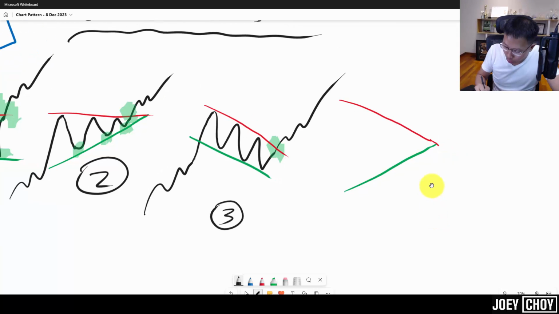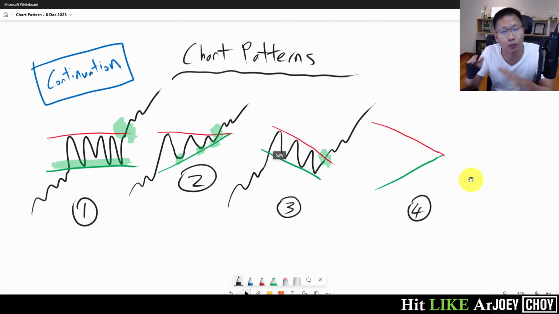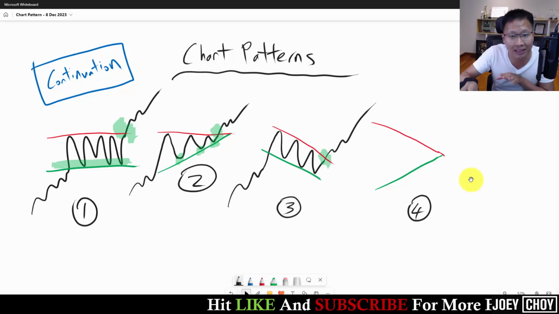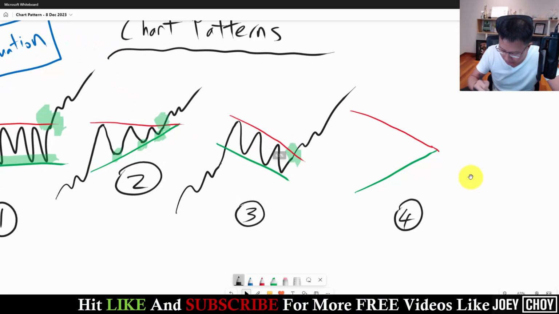Number 4 will be what we call a symmetrical triangle pattern. I think this is a continuation pattern, whereby we see patterns like this coming out, whereby a stock has already moved up, it is in an uptrend, and it can continue to push even higher. So that's how it goes. It will be something like this in an uptrend.